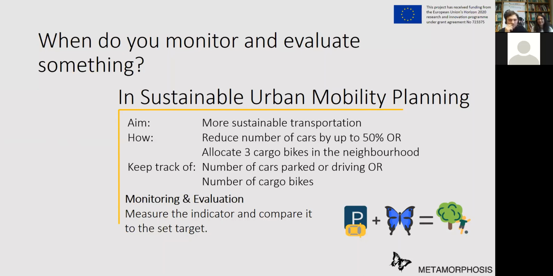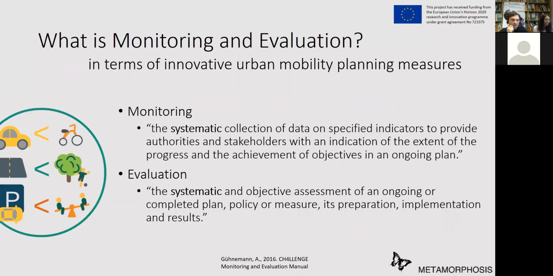Let's take the professional definition now and walk through it and take out the magic, make it clear. So I brought another definition from Günemann, which is from the Civitas Challenge project. This time it's not just monitoring and evaluation, but monitoring and evaluation in terms of innovative urban mobility planning measures, SUMPs. Monitoring is the systematic collection of data on specified indicators to provide authorities and stakeholders with an indication, and so on and so on. Evaluation is the systematic and objective assessment of an ongoing or completed plan, policy, measure, preparation, implementation, and results.